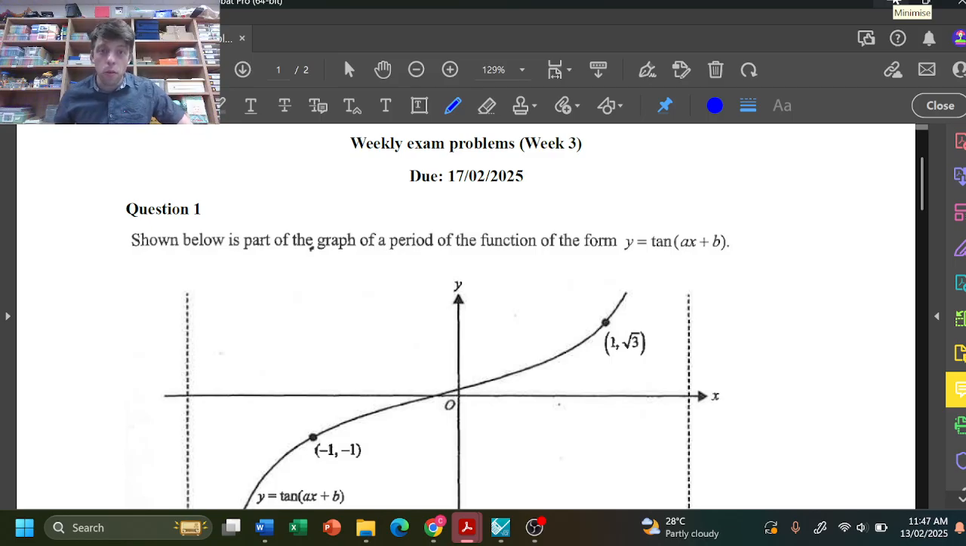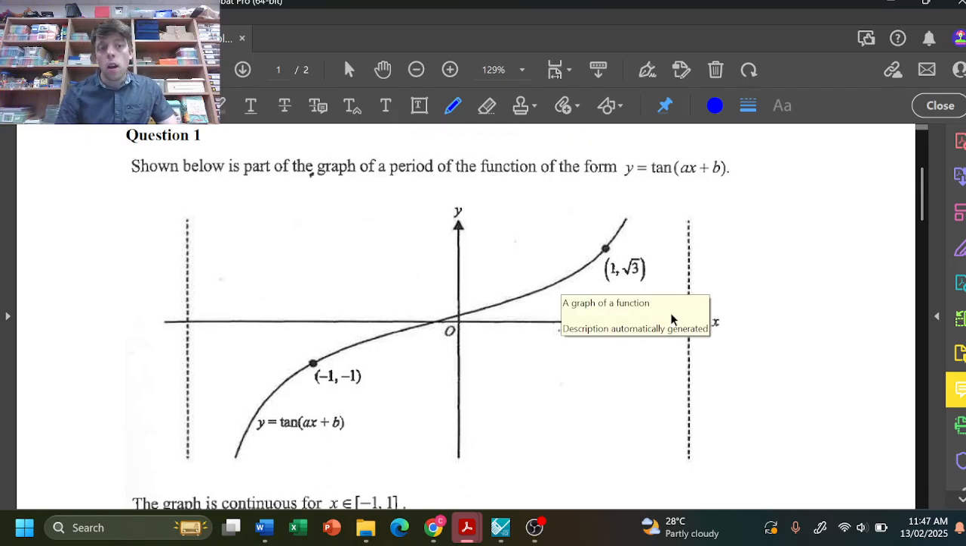This time we're going through the week 3 exam problems, so there's just 2 to cover in this one. So the very first question here, we've been given a graph. We've been told that the graph has this form here, and we're required to solve for A and B to figure out what that is.